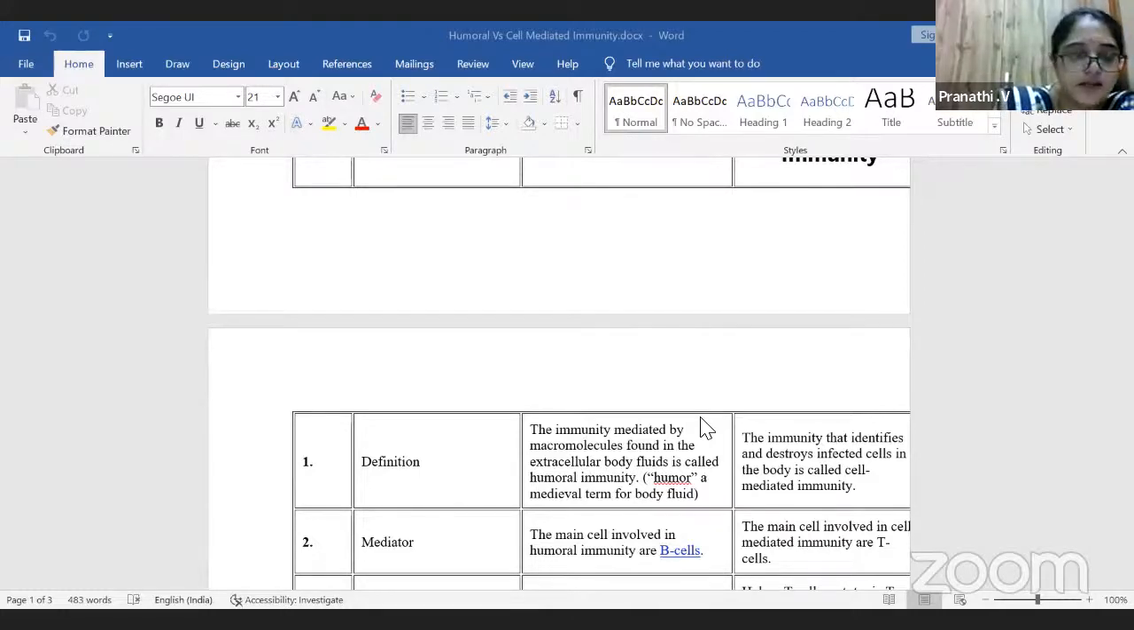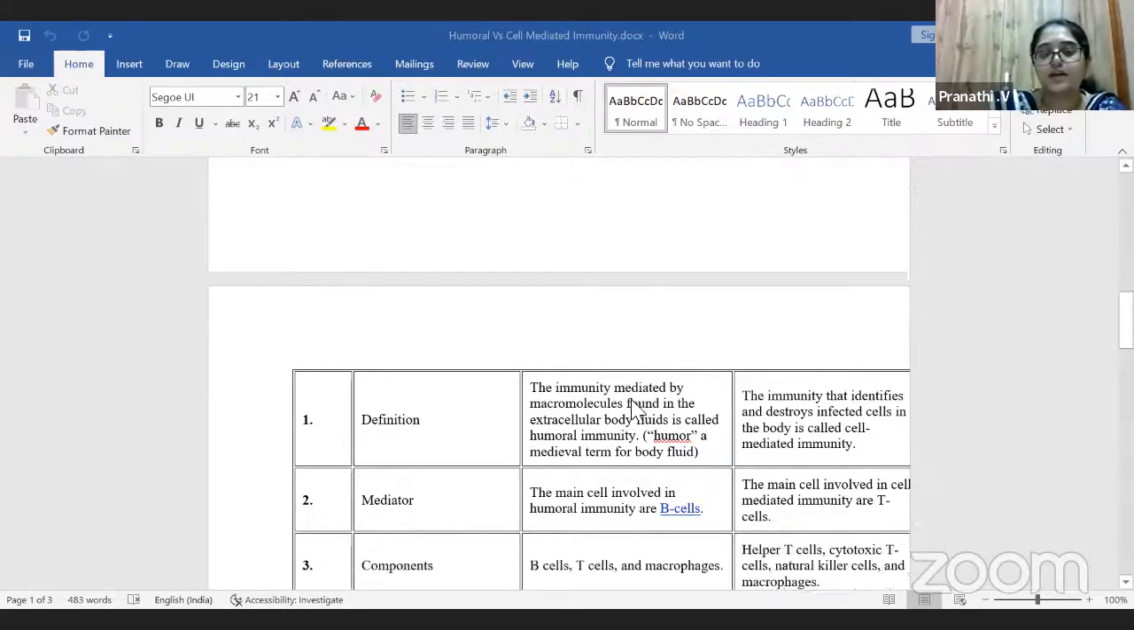Then, if MHC class 1 and antigens are displayed on the plasma membrane, the T cells proliferate and produce cytotoxic T cells, which destroy the displayed antigens. Again, if MHC class 2 and other antigens are displayed on the plasma membrane, the T cells proliferate. They help in production of helper T cells, which release cytokines and interleukins, which stimulate the antibodies that bind to the antigens. They also stimulate NK cells and macrophages, which in turn destroy the antigens. So this is about cell-mediated immunity.